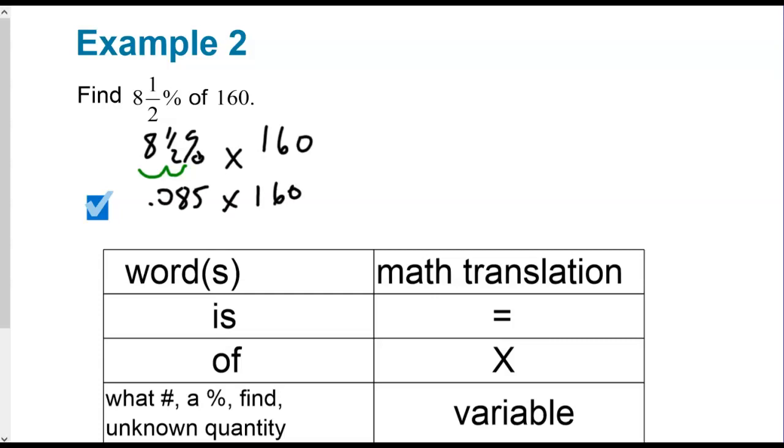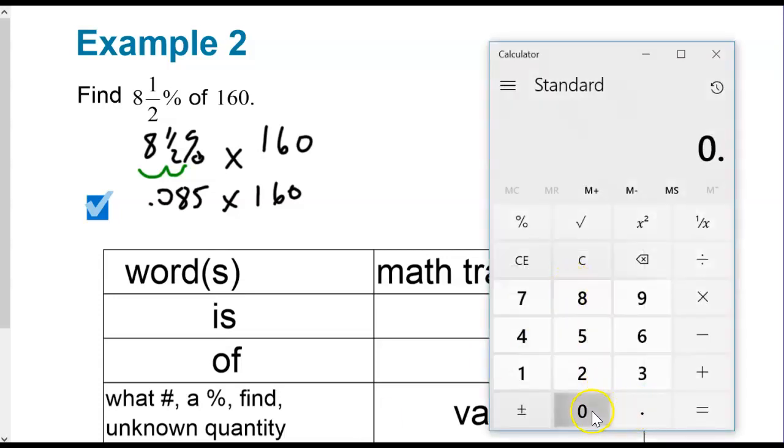And so if we do that, and we get the calculator, and we say 0.085 times 160, the answer should be 13.6. And so is 13.6 8.5% of 160? Does it make sense? Let's see, 8.5% is less than 10%. 10% of 160 would be 16. So yeah, 13.6, yep, that makes sense.